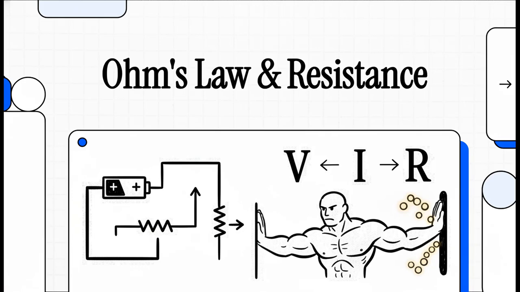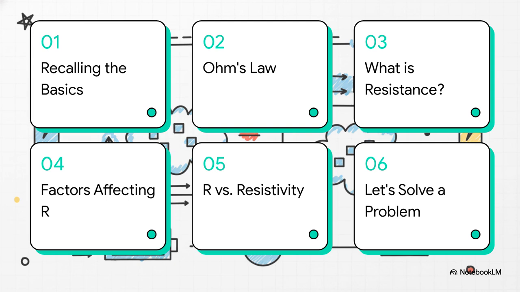Hello, everyone. Today, we're going to understand two very important concepts in electricity: Ohm's law and electrical resistance. These ideas are really the foundation for understanding how circuits work, so let's make sure we get a very clear picture of them together. So here is our plan for today's lesson.